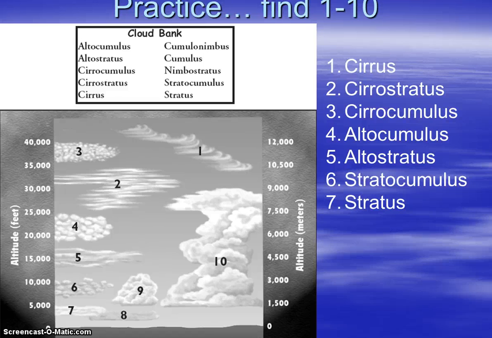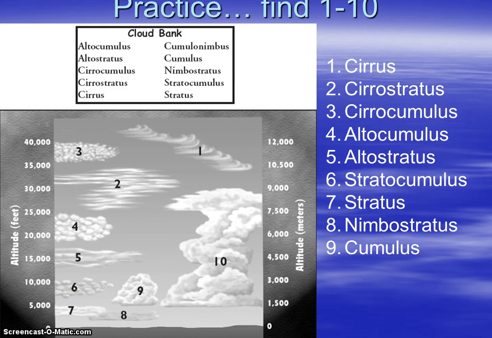All right, let's look at number 8. Notice it's kind of long too, but notice the color of it. That's going to be the big clue. And that is a nimbostratus. Nimbo, stratus, layered over large areas. Now let's look at number 9. We have 2 left. Number 9, kind of puffy looking, isn't it? Flat on the bottom. So it is a cumulus cloud.